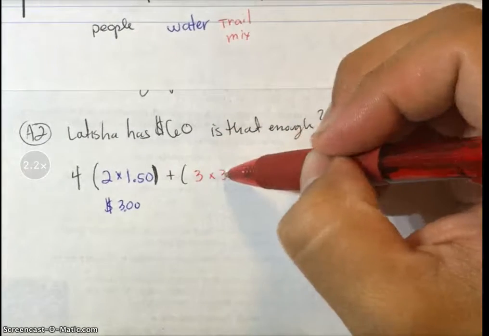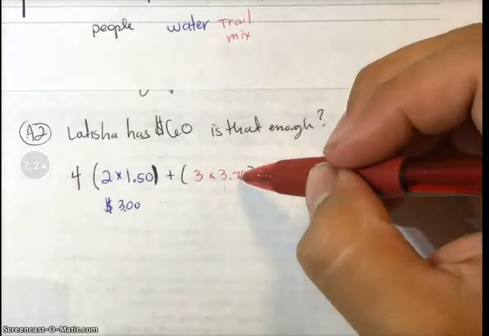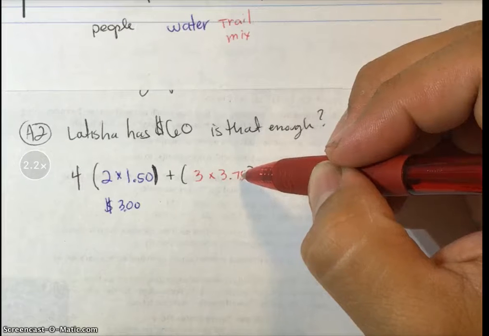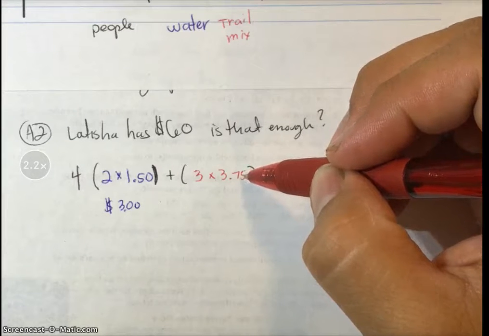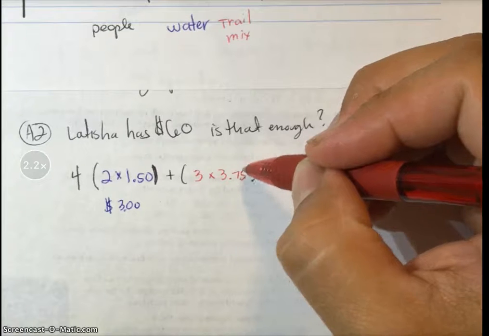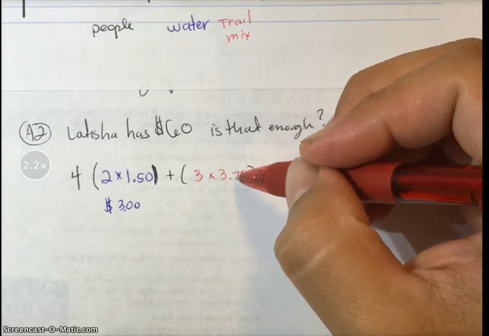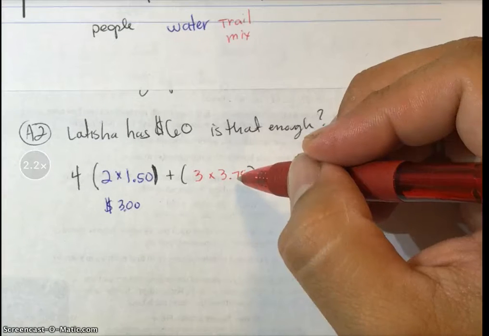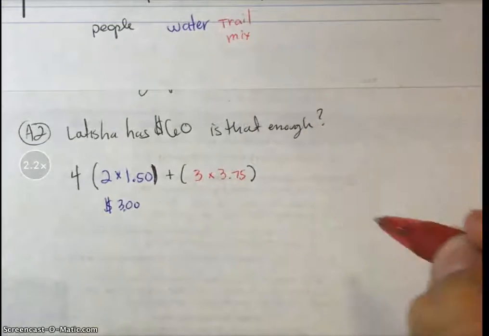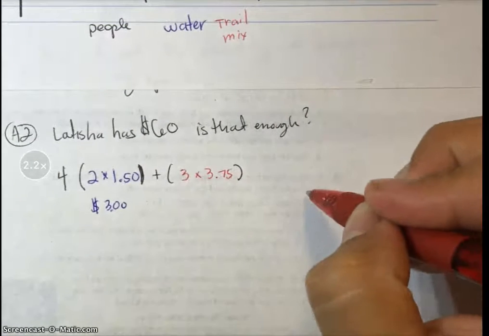Well, 3 times 3, that's $9. And 75 cents times 3. Let me see. 75 cents times 3. Well, 75 plus 75 is $1.50. I know that. And one more is $2.25 plus $9. Okay, so I'm gonna do this. You know what? Let's use the box method.